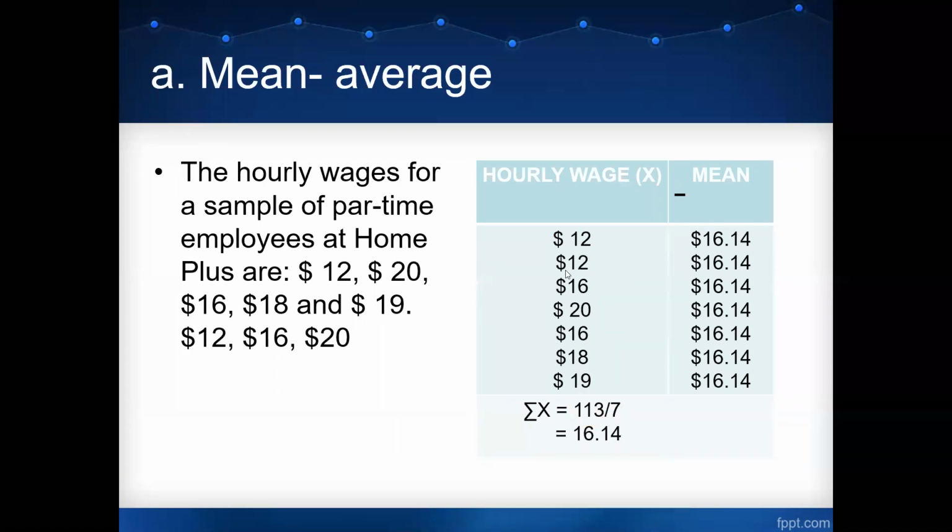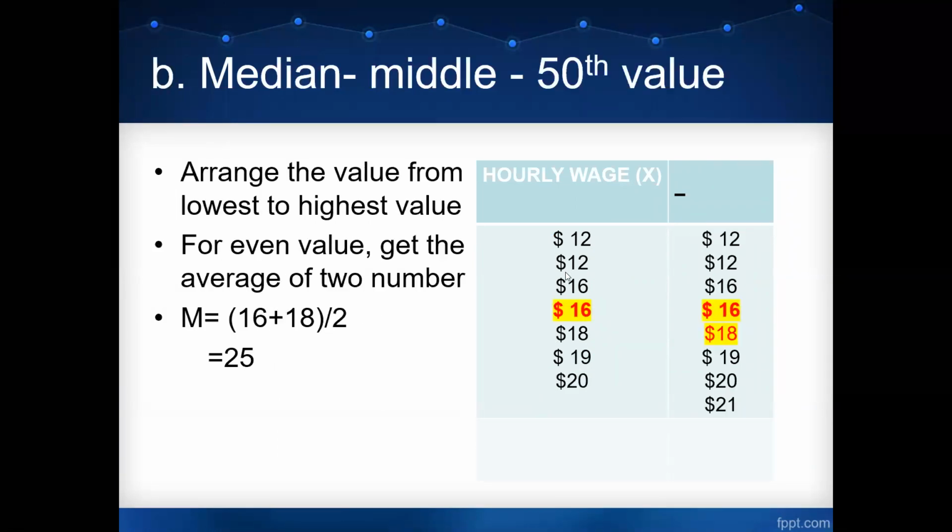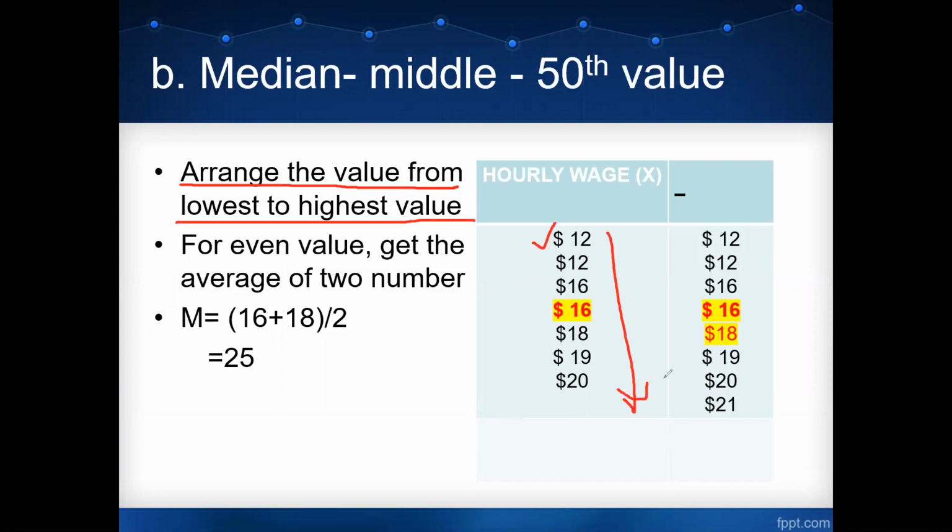Okay, next, let us proceed to the median. So how are we going to get the median? You get the middle number, but you have to arrange the values from lowest to highest. So from 12 up to 20. If you can see, there are odd numbers and even numbers.